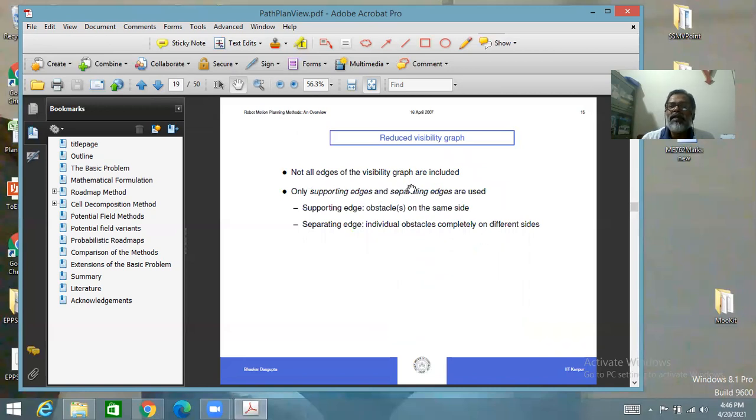So not all edges of the visibility graph are included in the reduced visibility graph. You don't keep some of the edges. Two kinds of edges are actually kept. One kind is called supporting edges. The other kind is called separating edges. For a supporting edge, the obstacle at that end as well as the obstacle at this end are both on the same side. So that means the edge is actually supporting both ends. A separating edge is an edge in which the obstacle at one end of the edge is completely on one side, and the obstacle at the other end is completely on the other side. So this edge separates the two obstacles.